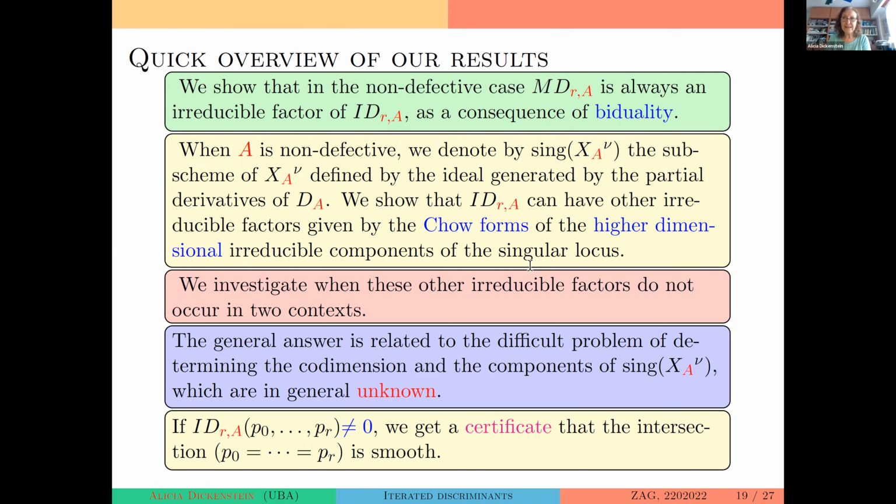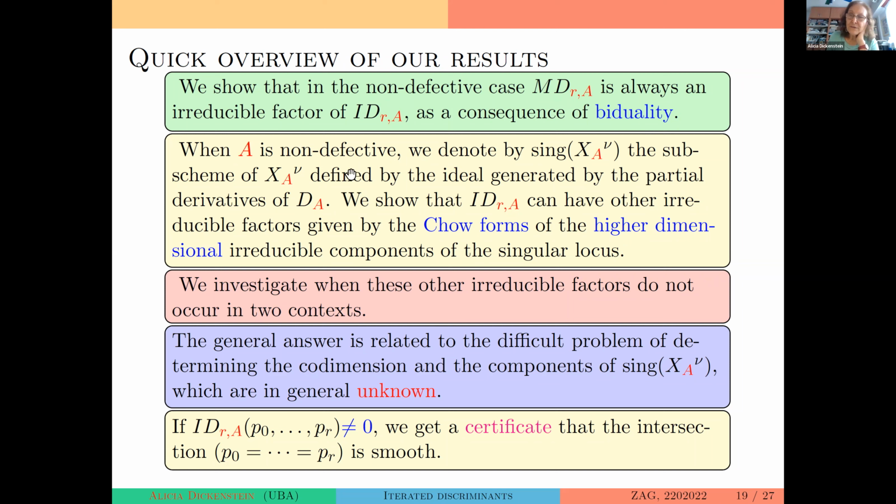And it's very nice, this comes from something called biduality, which essentially says the following. If you have a regular point in the dual variety, then you know that the corresponding hyperplane will intersect XA non-transversally, and in general, this will happen at a single point, and this point can be recovered from the gradient of the discriminant at this point. So we can recover the point of intersection generically via the gradient of the discriminant. This is very, very beautiful, and this holds in characteristic 0.